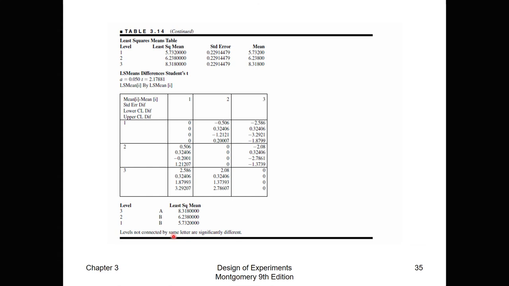So this is a pretty cool way to run that interpretation and to visualize that. It kind of groups these together by letter. So level 3 is kind of in its own group higher up, and levels 2 and 1 are kind of in their own group together lower down, which is pretty cool.